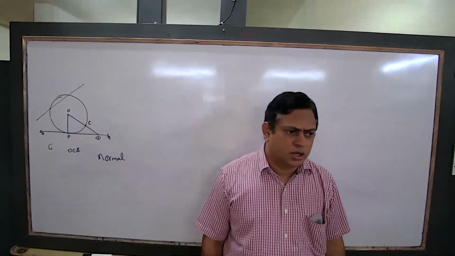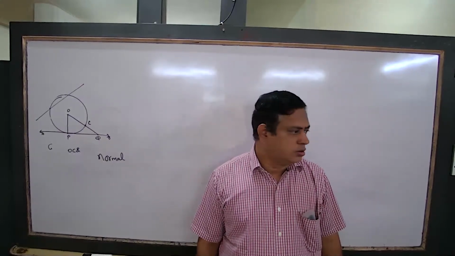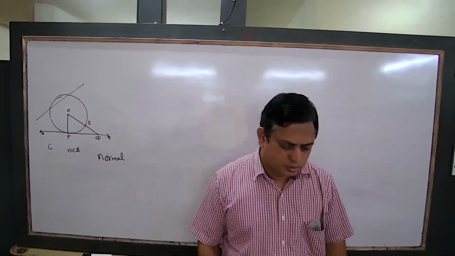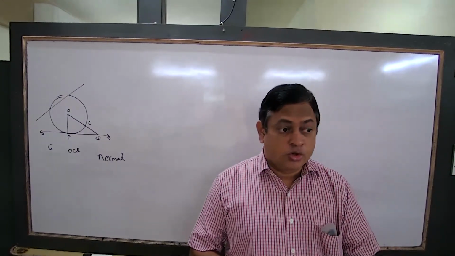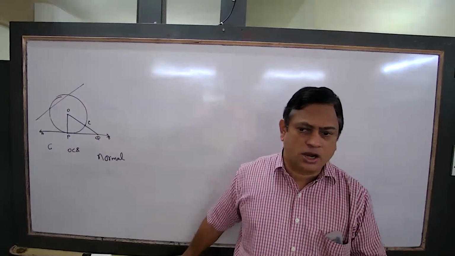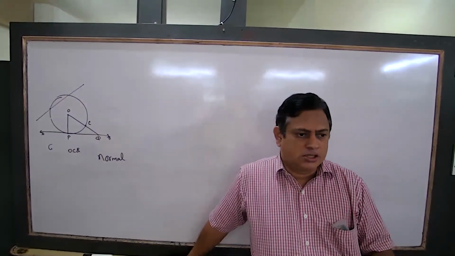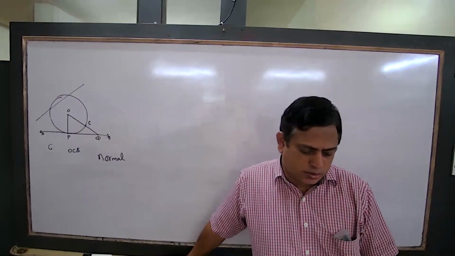Risha, read the exercise. Question 1: How many tangents can a circle have? Infinite. You have to read that statement properly. How many tangents a circle has means infinite. How many tangents a circle has at a point means one. So you have to read the statements properly.